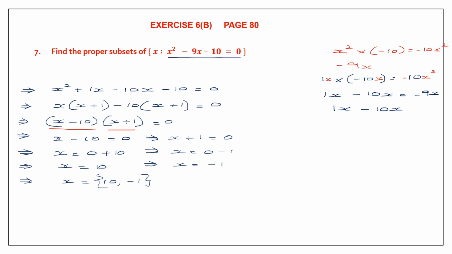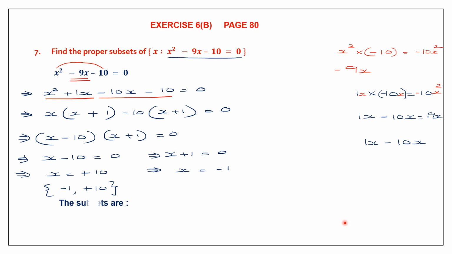Now we need to get the proper subsets from this. So first let's find the subsets. So the subsets will be, first starting with an empty set, then take 1 at a time, so minus 1, then we have 10, then take both together, so that will be minus 1 and 10. So we have 4 subsets.